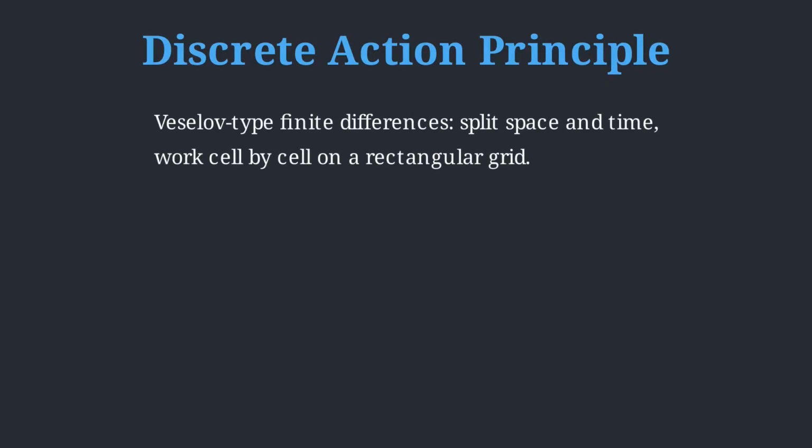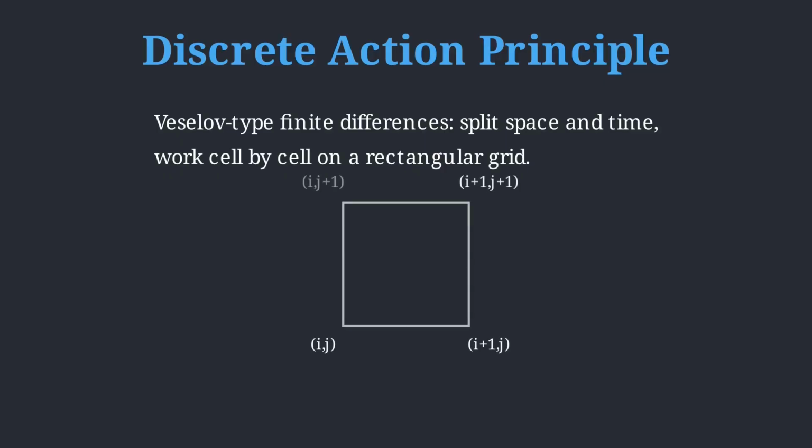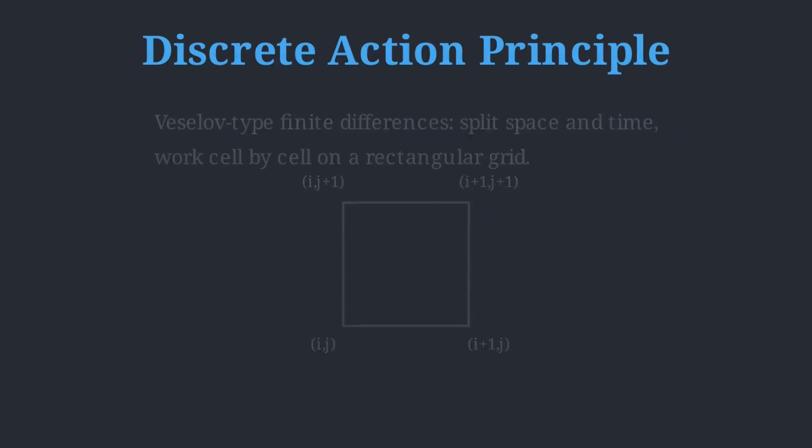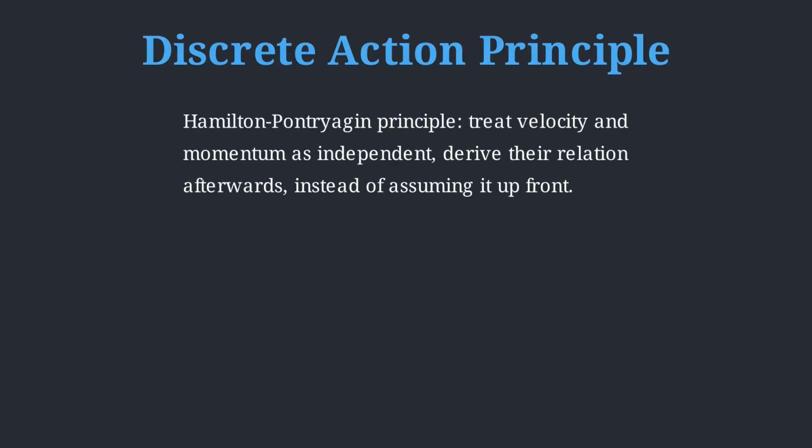As mentioned earlier, we will discretize the action rather than the equations of motion. For simplicity, we will use the Vlasov type finite difference to split into two spaces one at a time, but for extensions, more elaborate approaches are fairly straightforward from here. From here, we can fairly easily find this equation. A large deal of algebra allows us to get to the point of employing the Hamilton-Poincaré principle, which states that in transforming from a Lagrangian to a Hamiltonian, we should not assume the velocity and momentum relationship, but rather derive it after the fact by treating them as independent.